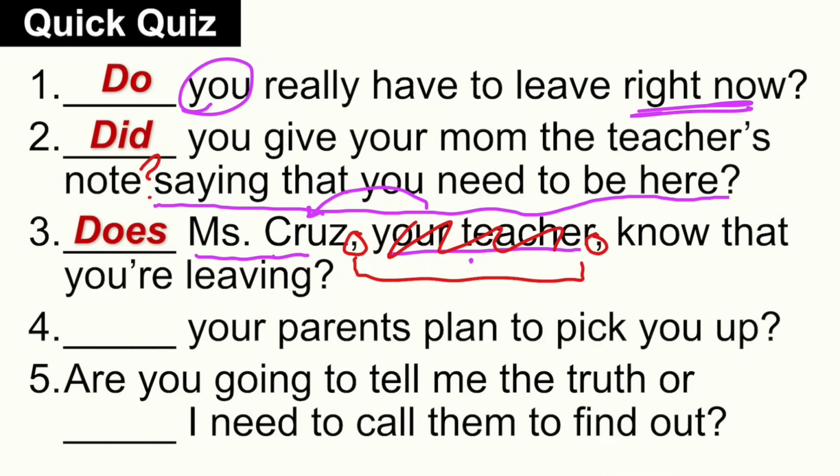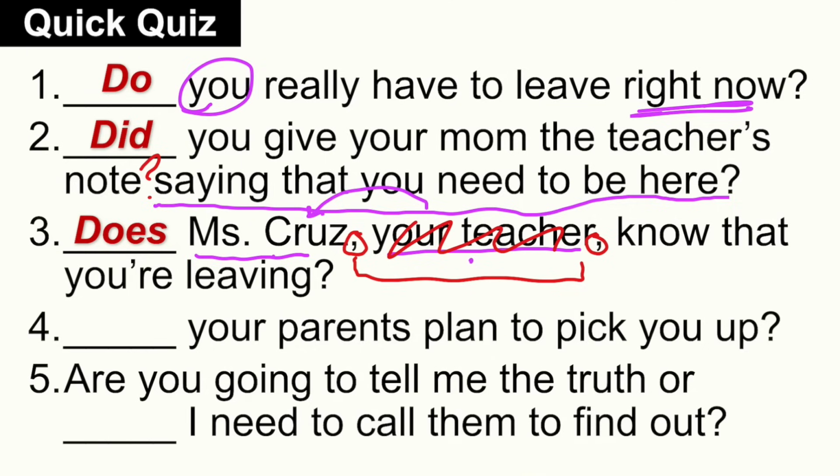Number 4, blank your parents plan to pick you up. Again, translating it, may plano ba ang mga magulang mong sunduin ka ngayon? Kasi, again, hindi pa siya nasusundo. Okay? Susunduin pa lang siya. Nangyayari itong action sa kasalukuyan, ngayon mo ang gustong malaman. So, hindi siya tapos, hindi siya pwedeng did.